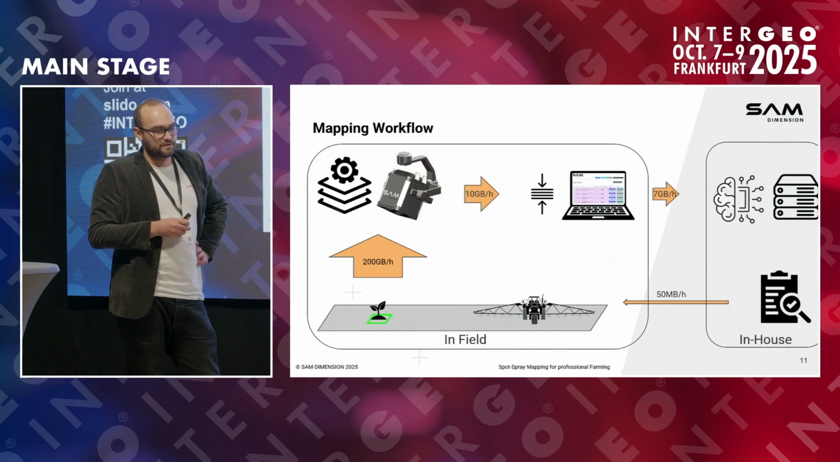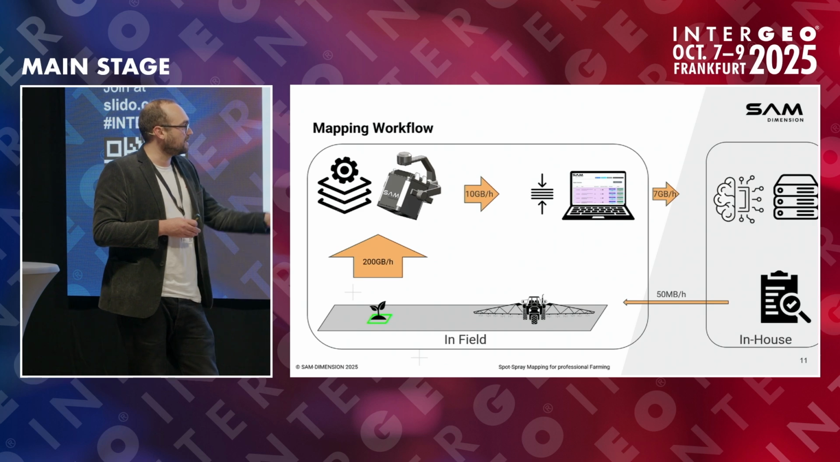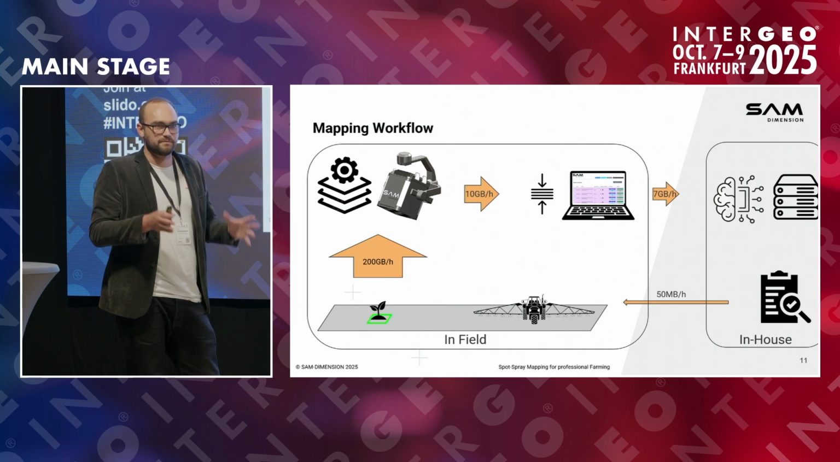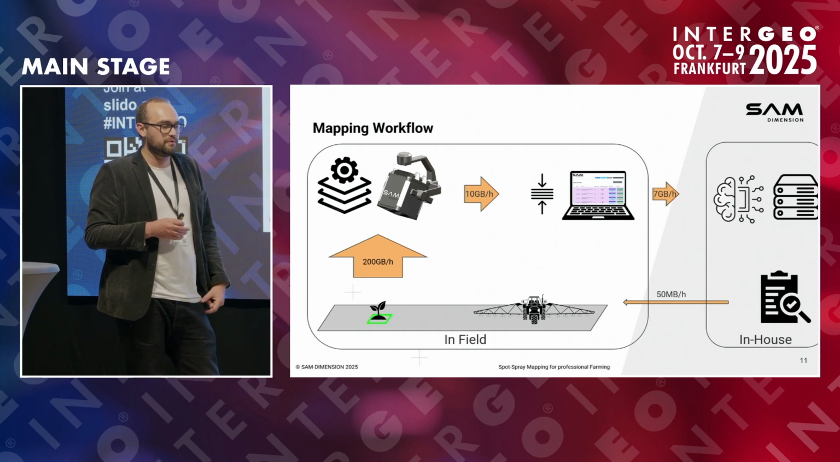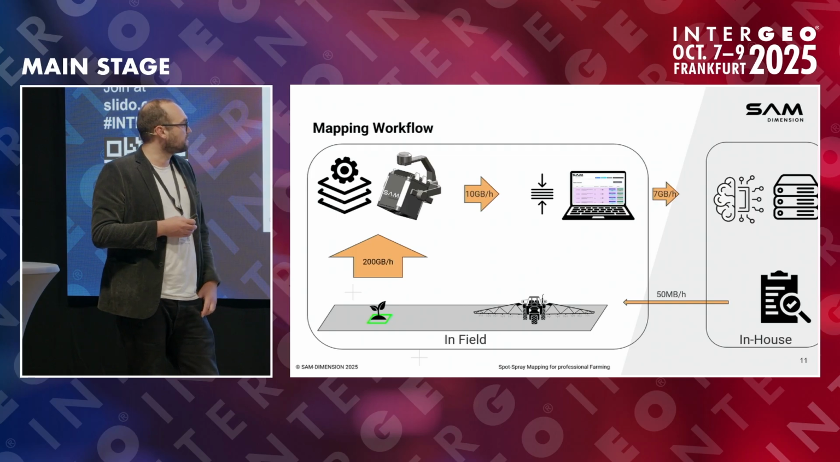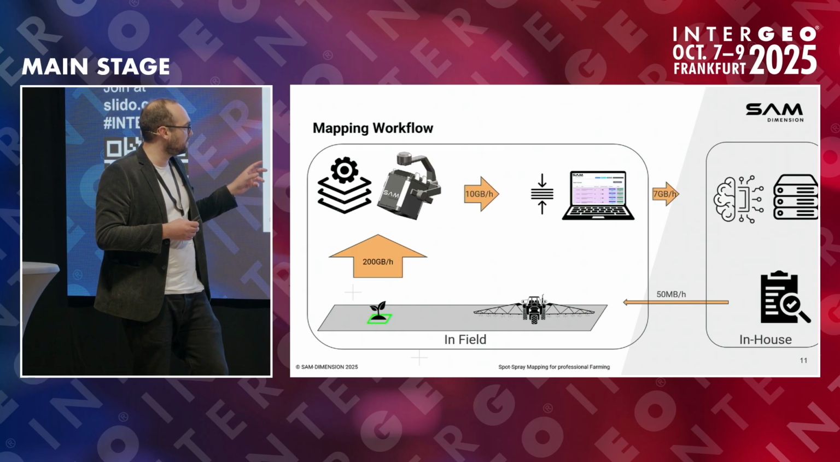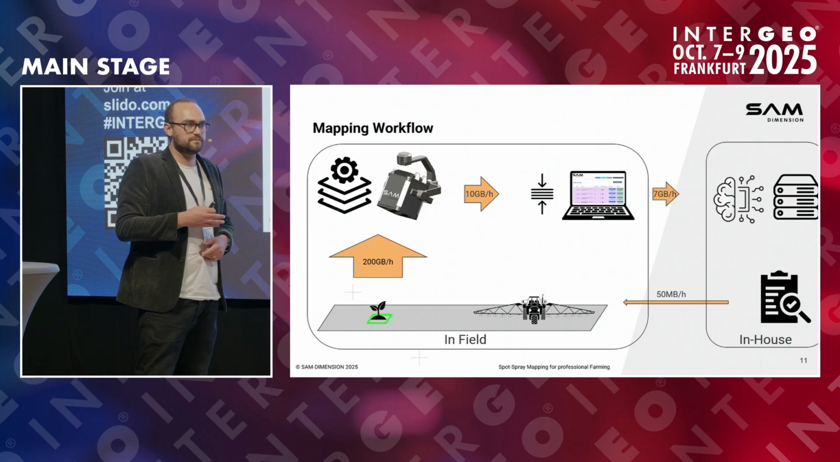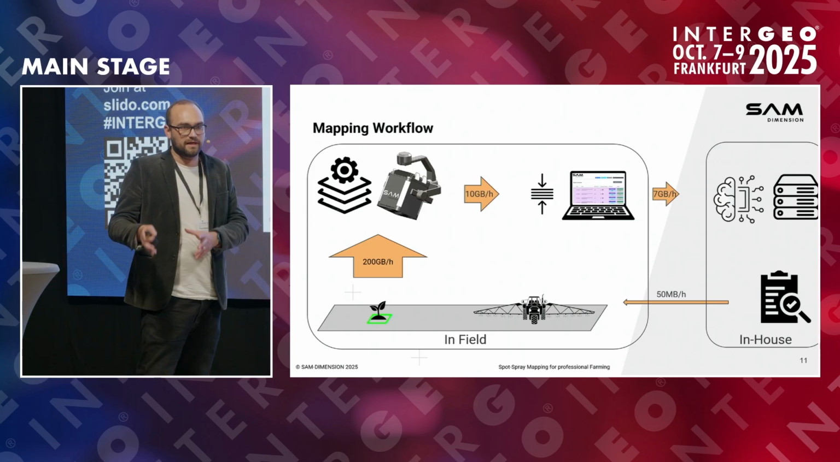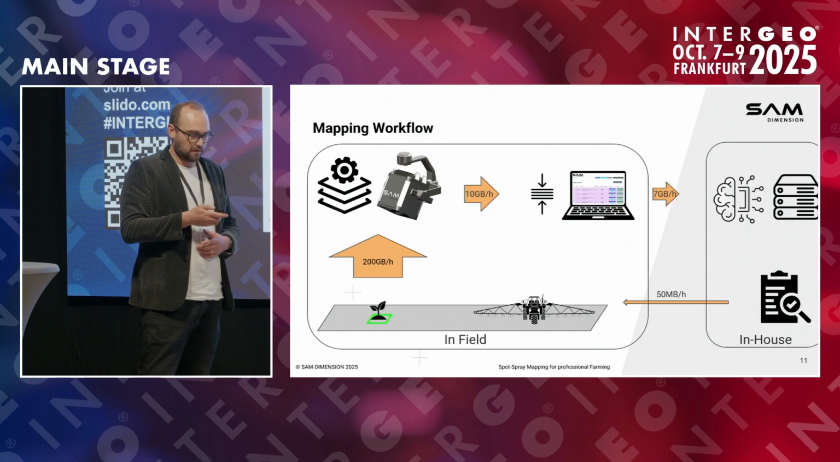We then process this data in-house and send the farmer or the customer back a map, this prescription map that they can then put on their sprayer. So they don't usually need new techniques or new sprayers for this, because usually the sprayers are capable of doing this, but they don't have the maps. Exactly.